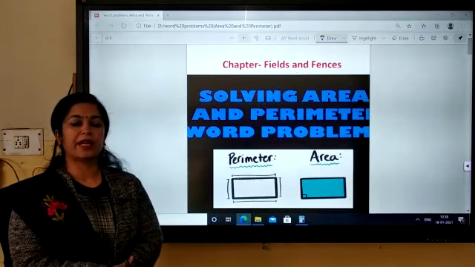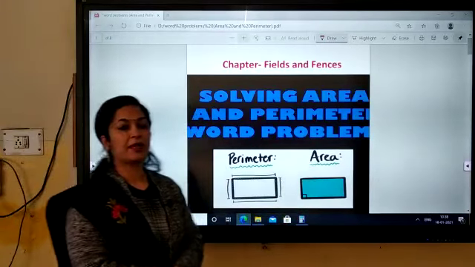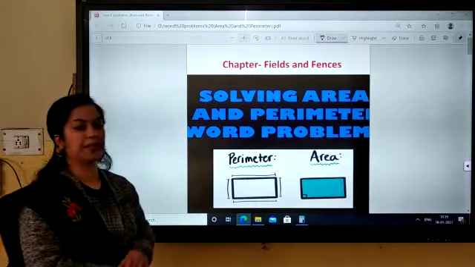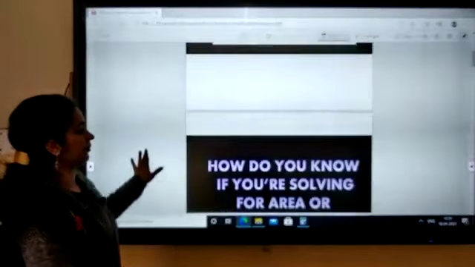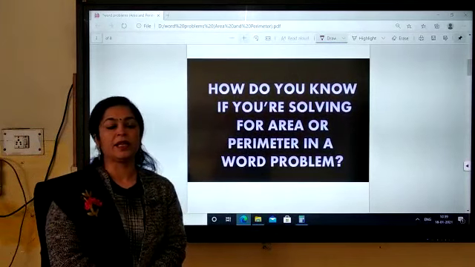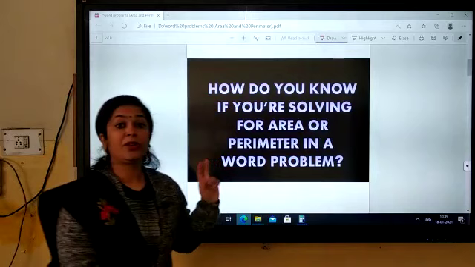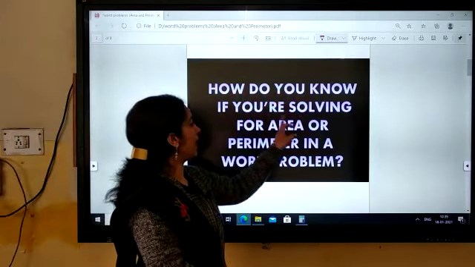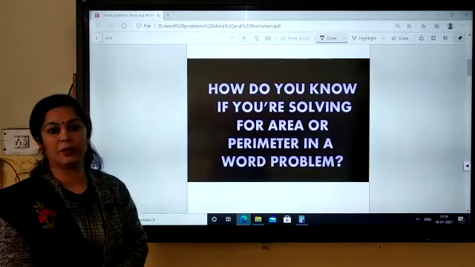In this chapter, we have learnt about perimeter and area. Now, today's topic is how to solve area and perimeter word problems. Means if some word problems are given, then how you will find out what you have to do. Means how do you know if you are solving for area or perimeter in a word problem.